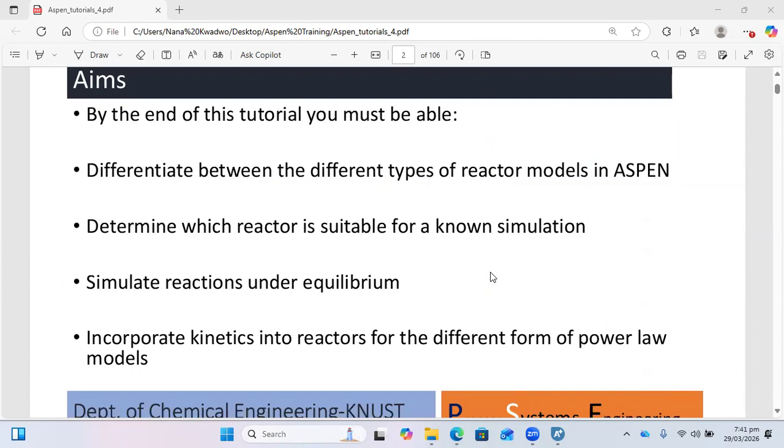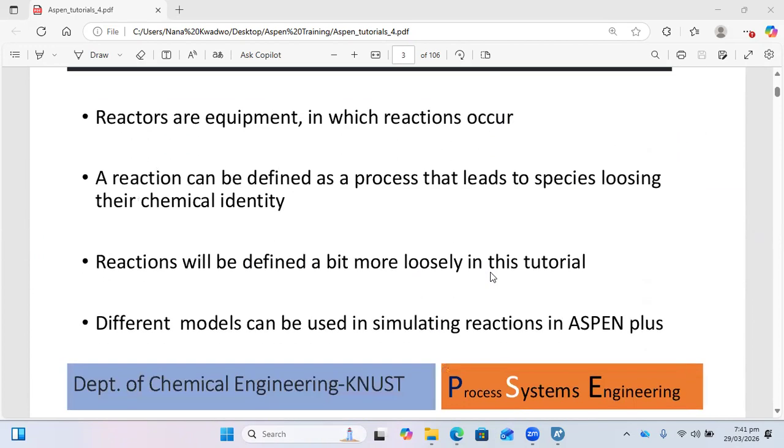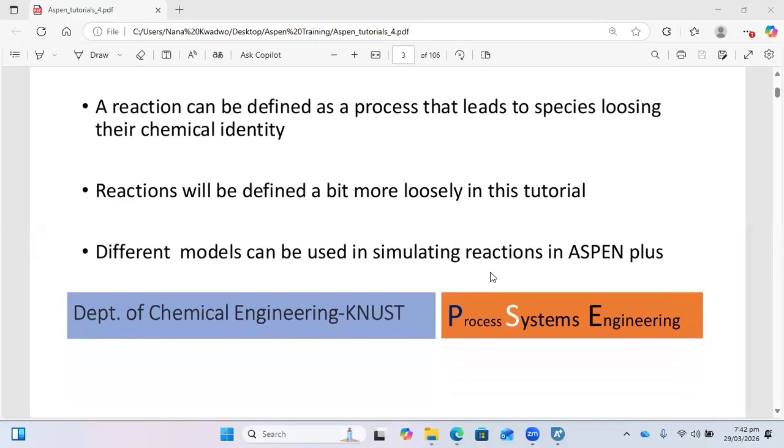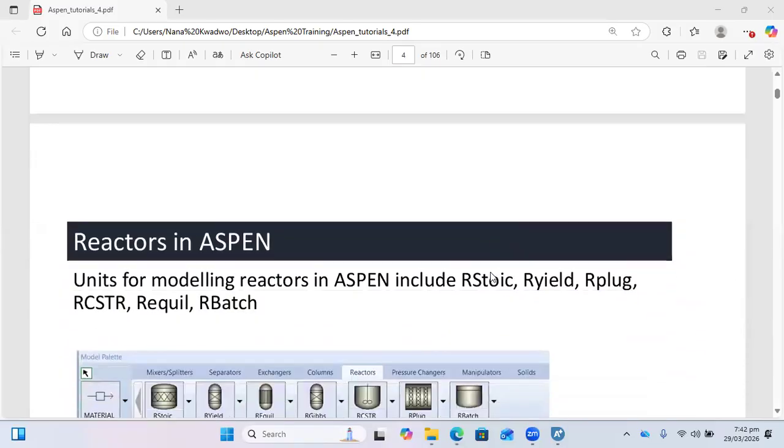When we talk about a reactor, we know that it's an equipment in which reactions are going to occur. So we have some chemical species in there, and then they are going to lose their chemical identity. We would have other things being formed in our system. And we are going to look at the different models that we can use in Aspen to simulate reactions.